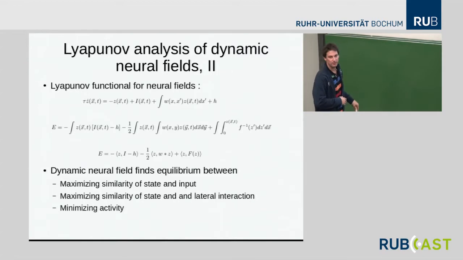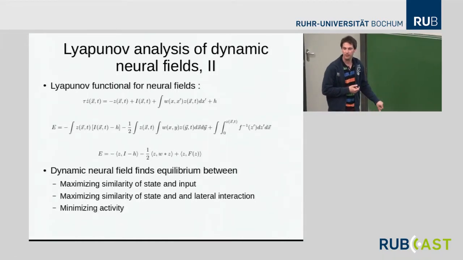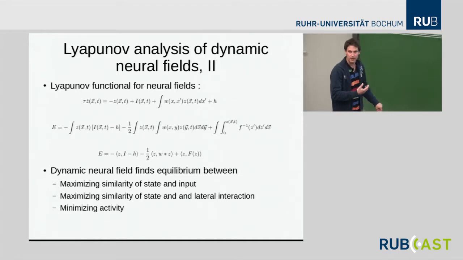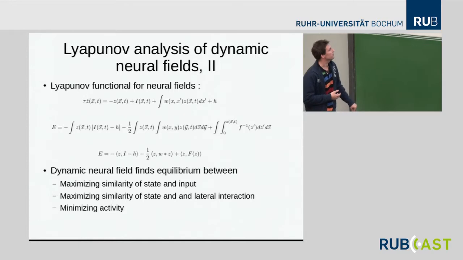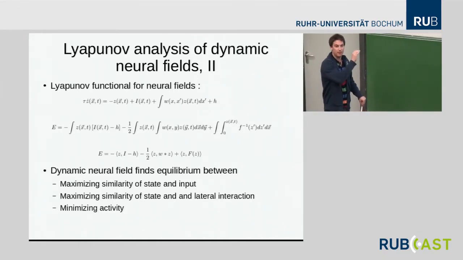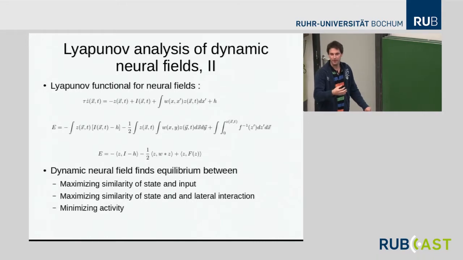This is just using some shorthands and noting that any integral of two functions can always be considered a scalar product. So I reformulated this in exactly the same way as scalar products. What you see is that the energy functional is composed of three terms. First of all, it is the similarity of state to input, because a scalar product is always about similarity. So you have three scalar products.